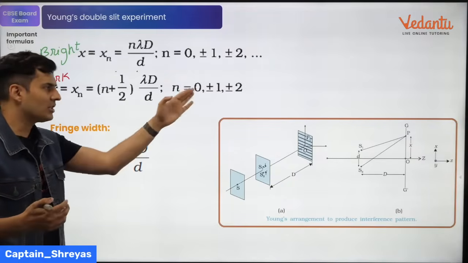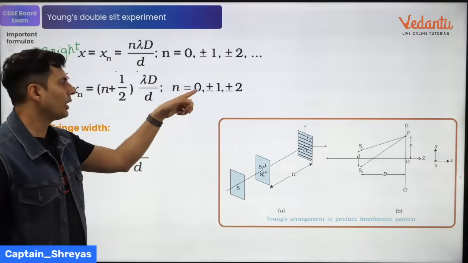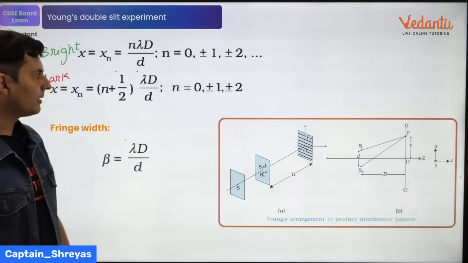Is that okay? But n actually starts from 0 over here, so be careful. If you are finding the first dark fringe, you put n as 0. So that's one other thing that you should be keeping in mind.